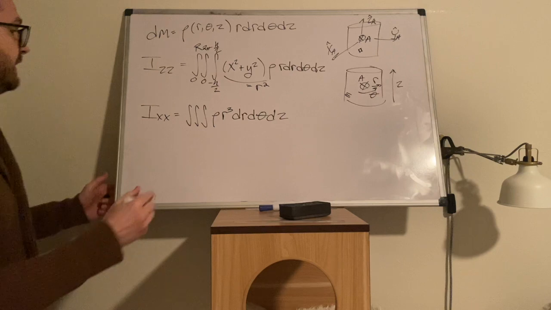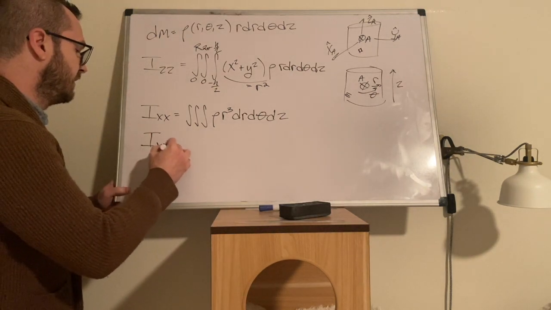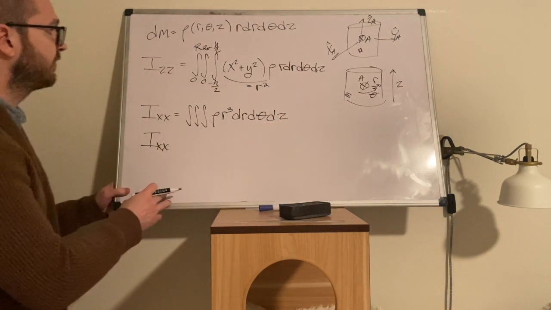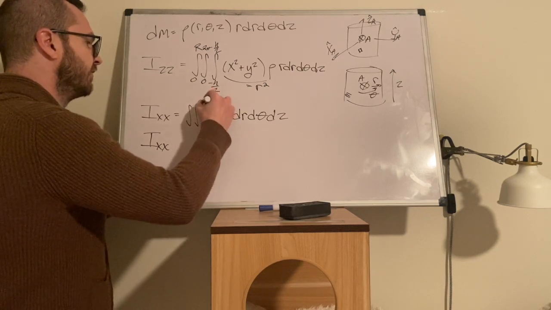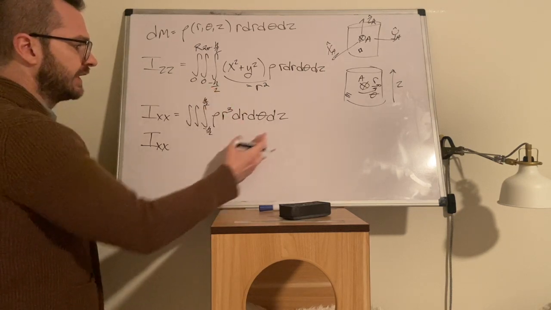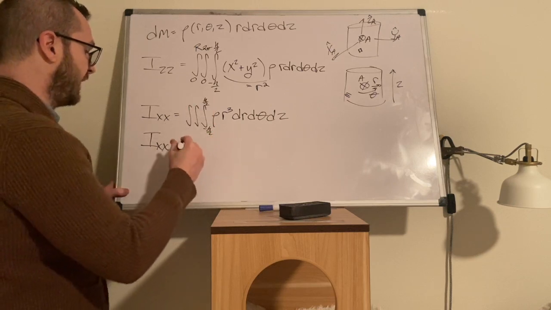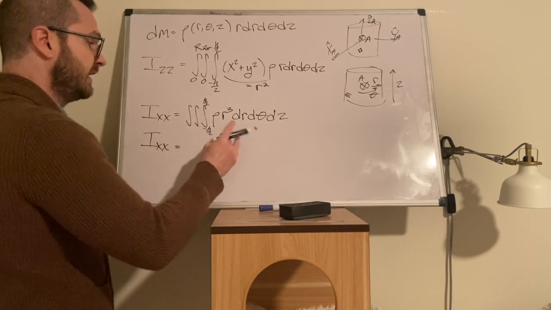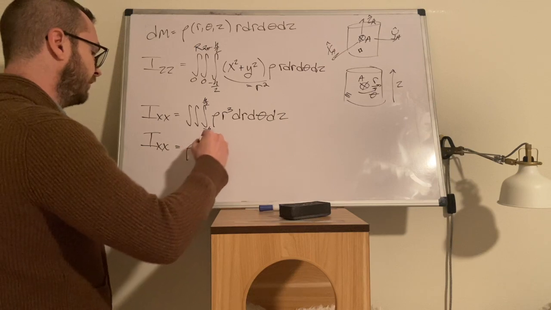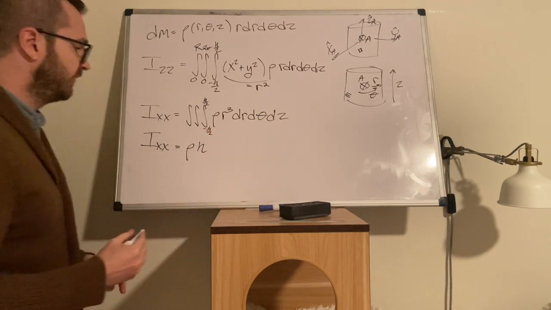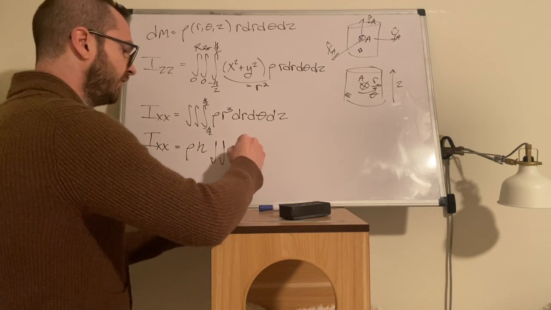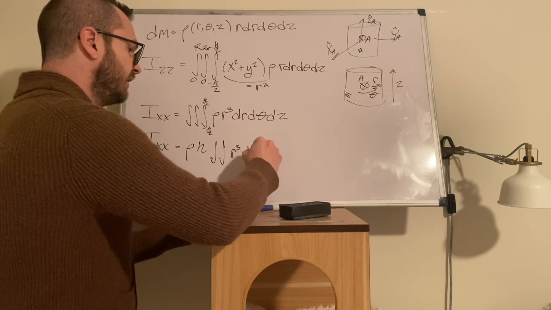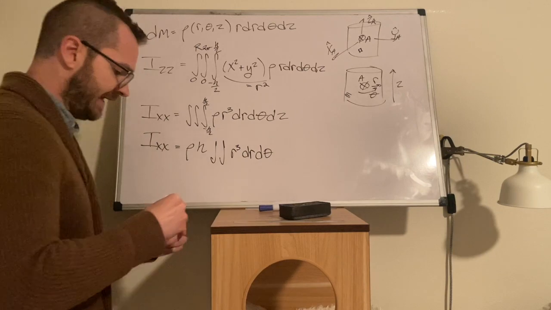Okay, let's do the dz first. So the bounds on the z, negative h over 2 to h over 2. You integrate, you're going to get a single z over these bounds. That's going to give us h. And let's go ahead and pull the density out as well. So rho times h. Two integrals left. We have r cubed dr d theta.